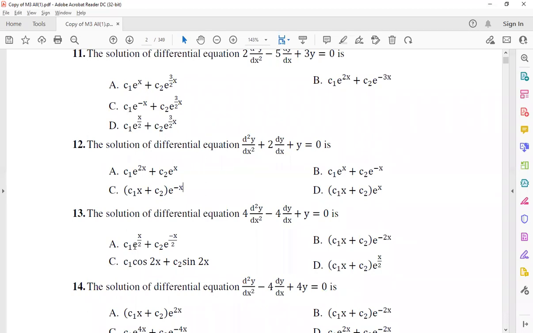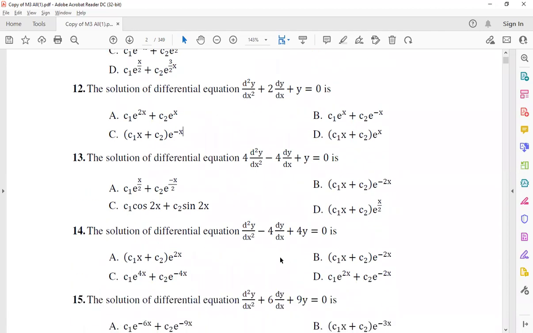Find out the roots. 1 by 2, 1 by 2. 1 by 2 is repeating twice. Repeated. Okay. So which one is correct? D option. Yes. D is correct.